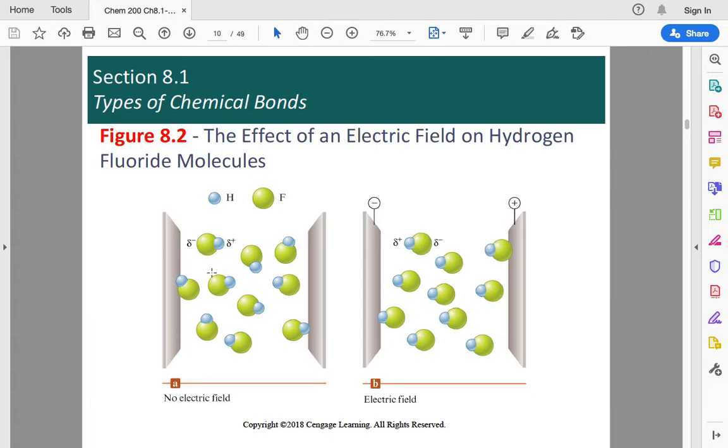It just means that there's more density of the electrons sitting on one end than on the other end of the bond. When there's no electric field, the molecules will just kind of hang out willy-nilly. But when we run an electric field over them, they will align themselves so that the positive charges are attracted to the negative side of the plate, and the negative charges are attracted to the positive side of the plate. That's all this is trying to show.